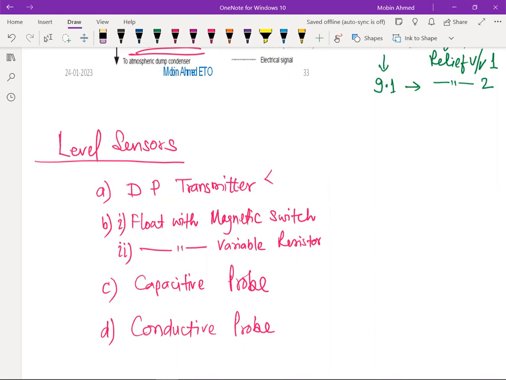Okay, we'll talk in length about this because there are many traps in this one. Generally people fail in the DP transmitter. As soon as you say DP transmitter, the surveyor is going to ask you too many cross questions and there are many traps in this. We'll talk about this, okay, one by one.